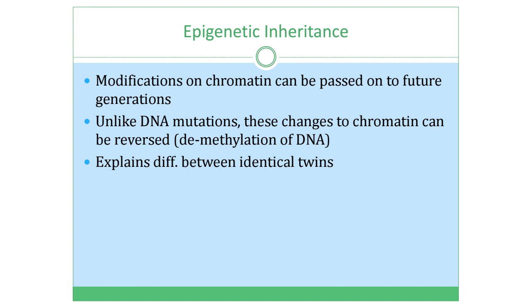But this is one of the reasons why identical twins, although they have the same chromosomes, the same exact collection of genes or genomes, are still different from each other. And that can be based on their individual experiences and environments, which can cause different epigenetic changes to their DNA. So different chemical modifications to the histones or to the DNA itself.